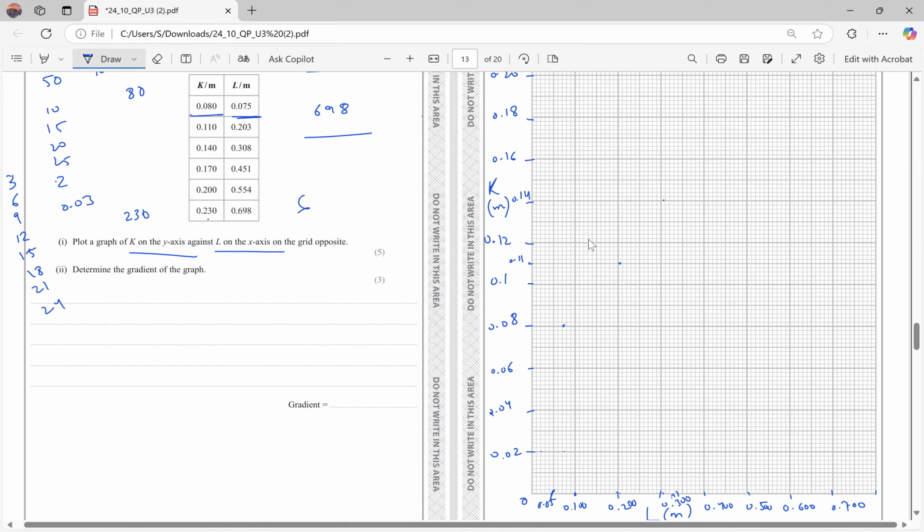0.451. So 0.45 is in the middle of 0.4 and 0.5. So this one would be right next to it, over here. And the other number is 0.17. 0.17 would be in the middle of this. Here is 0.17.